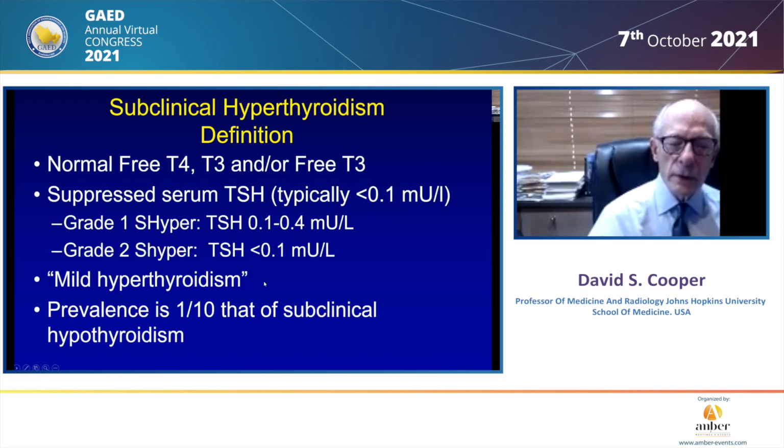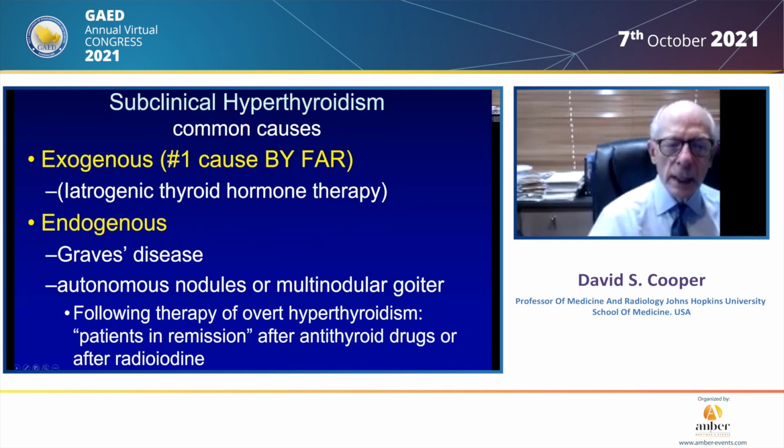Some people might call this mild hyperthyroidism. And this is a much less common entity that you're going to find compared to subclinical hypothyroidism. The number one cause by far is iatrogenic thyroid hormone therapy, which accounts for the vast majority of patients who have this. But of course, endogenous is also seen and typically is due to the usual things that cause hyperthyroidism: Graves' disease, autonomous nodules, and multinodular goiter.